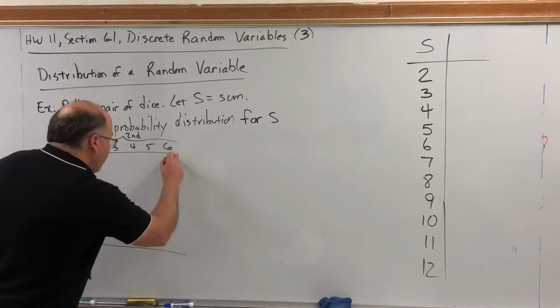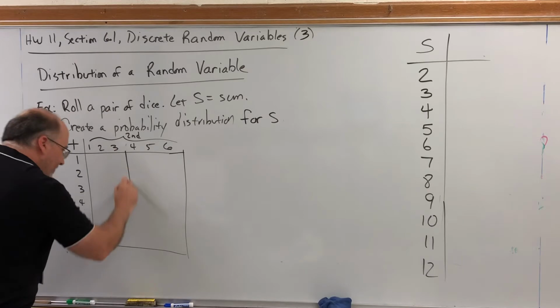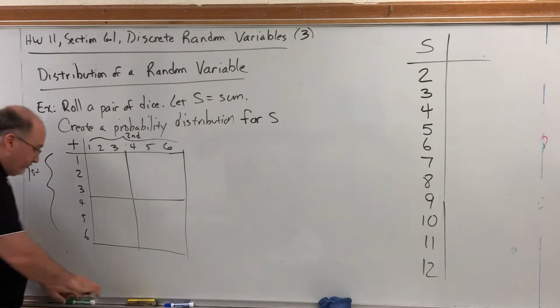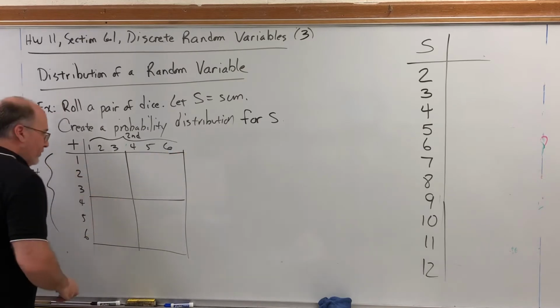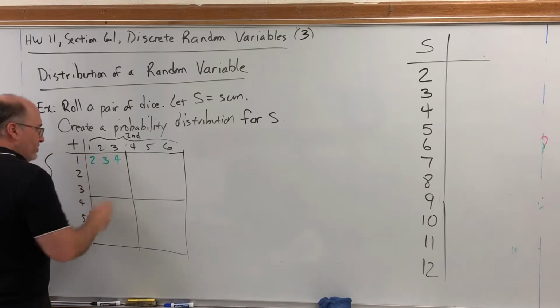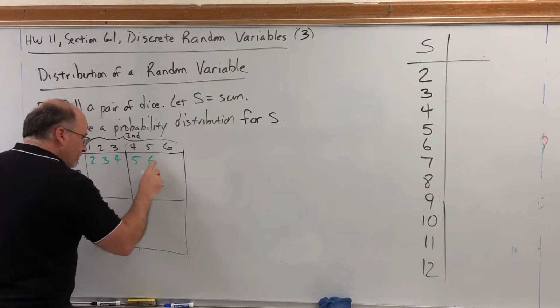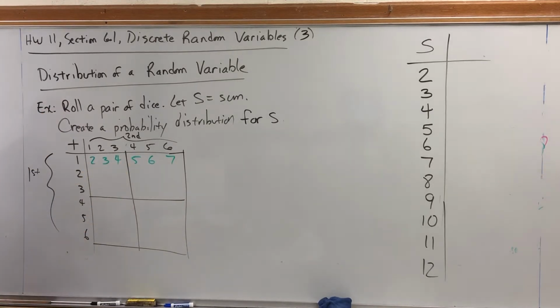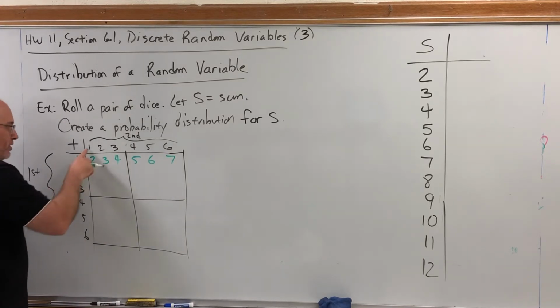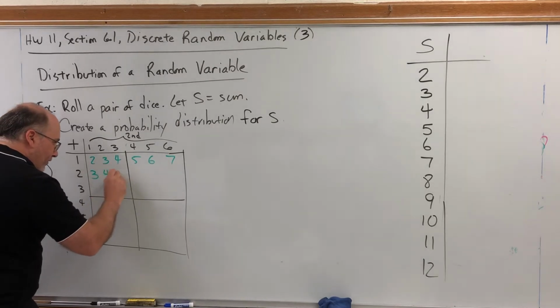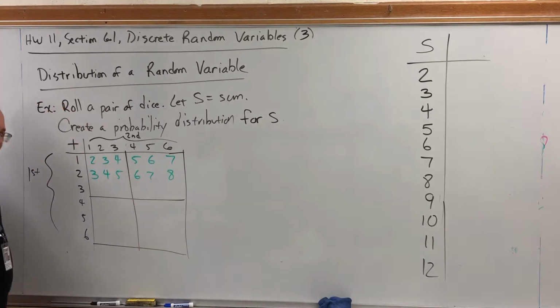To keep it a little organized, I'm going to draw a line that cuts each row and column in half. So 1, 2, 3, 4, 5, 6. And then we're just going to fill in all of the sums. So going across the first row, 1 plus 1 is 2, 1 plus 2 is 3, 1 plus 3 is 4, and all the way across. So 2, 3, 4, 5, 6, 7. And then the same thing for the next row. If I add 2 to the numbers 1 through 6, I get the numbers 3 through 8. 3, 4, 5, 6, 7, 8. It's just an addition table.